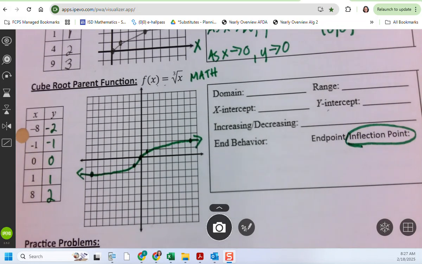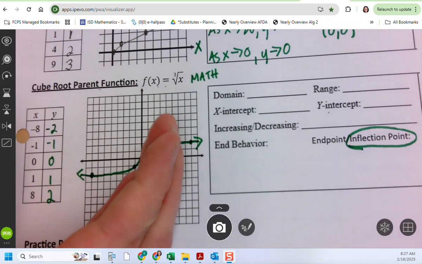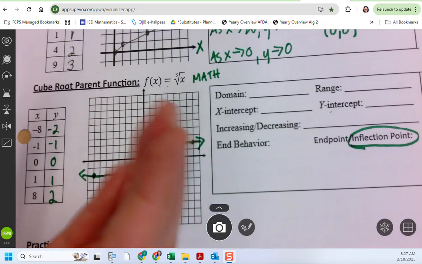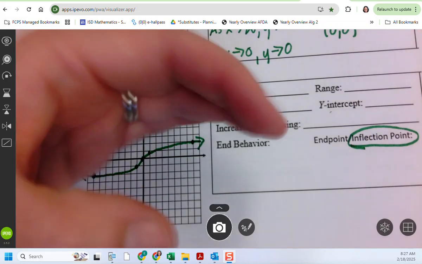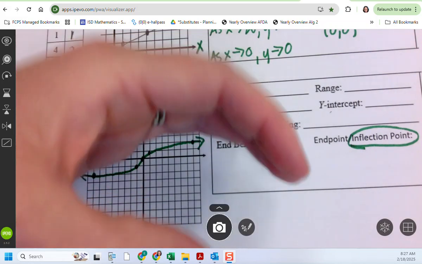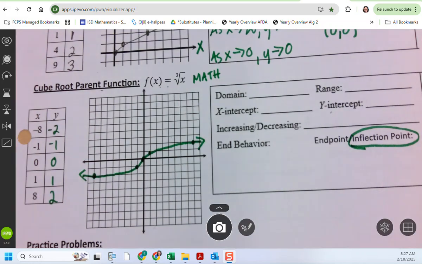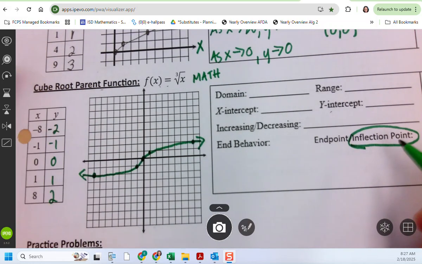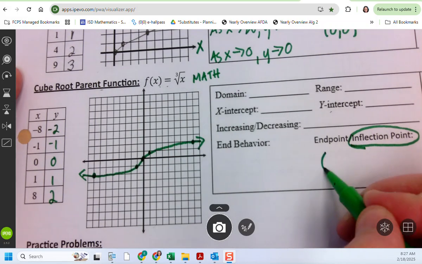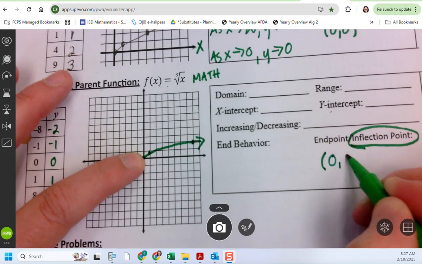So an inflection point is where your graph changes its concavity. This is called concave up on this side because if it were like a cup, you know, it would be facing up. And then this side is called concave down because if it were a cup, it would be facing down. So it changes its concavity at the inflection point right there. And we just name it, which is right here, 0, 0.